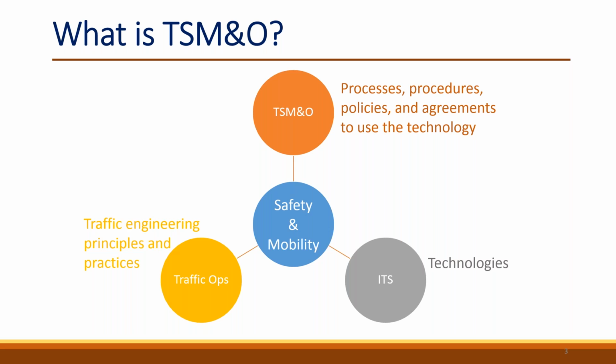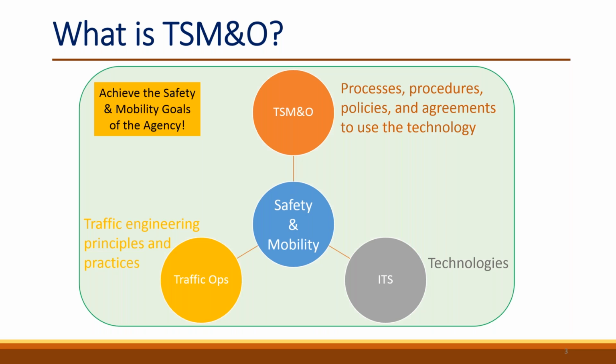Instead of having these three individual divisions as their own silos, what the FDOT Central Office or FHWA is aiming towards is to put all three under one umbrella in order to achieve the bigger vision and mission of the agency, which is primarily to improve safety and mobility.